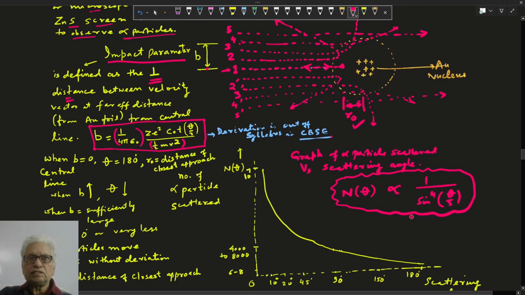When the impact parameter b is 0, meaning this alpha particle is moving along the central line, then the scattering angle is 180 degrees, going towards the gold foil and bouncing back. When b is increasing, the scattering angle theta decreases from 180 degrees to 150, 90, 30, 10 and 0. When b is sufficiently large from the central line, theta is approximately 0, meaning the alpha particle stream moves without any deflection.